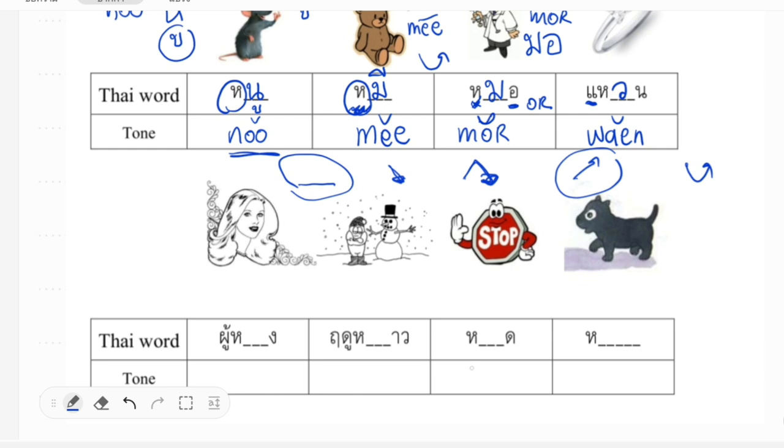So let's see this word, stop. "Yut" is a low tone. So we need the y and the u. This word becomes low tone because of high class with a stop final, which becomes low tone.